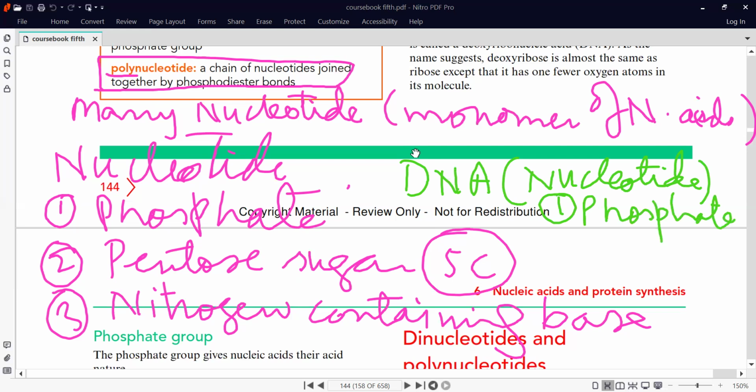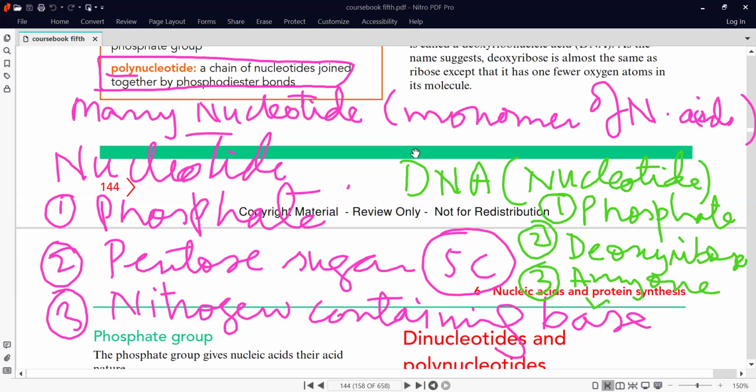Number one. Number two, I will mention deoxyribose sugar. Deoxy means having one oxygen less, deoxyribose sugar. Obviously, it is a 5 carbon sugar. And number three, it is any one nitrogen base. Any one nitrogen base out of 4. A, T, C, G. Is that clear? This is the nucleotide of DNA.